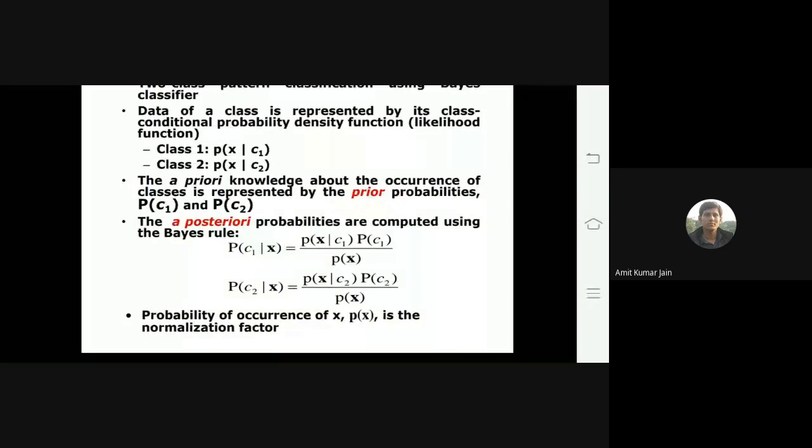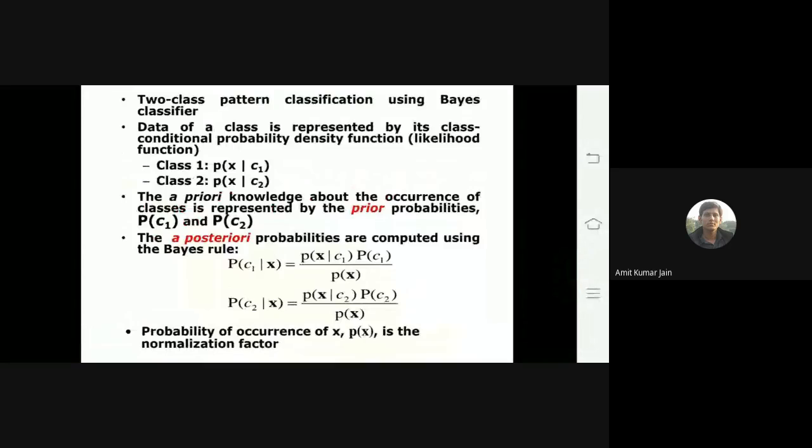So what I mean is, based on the output levels, how many output values belong to class 1 and how many belong to class 2 out of the total number of training samples will represent the prior probability.